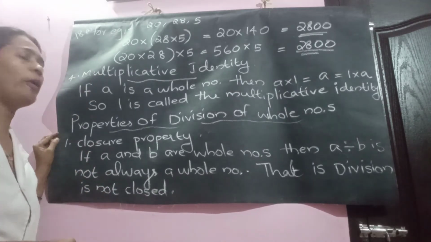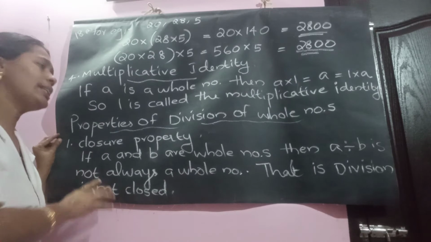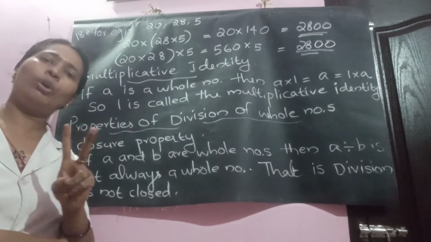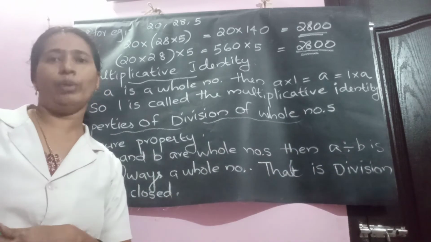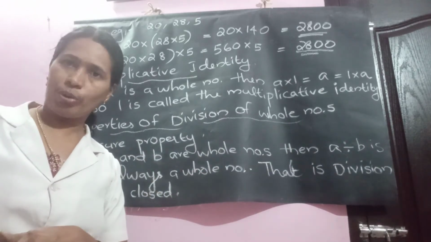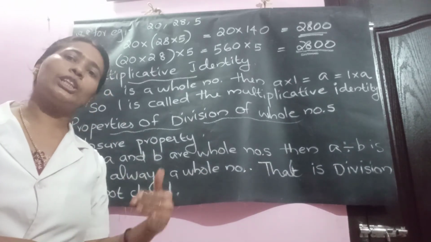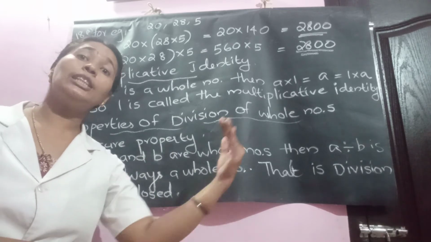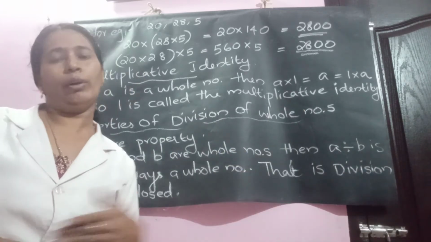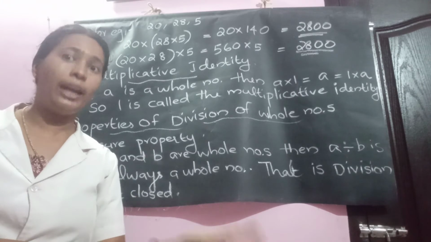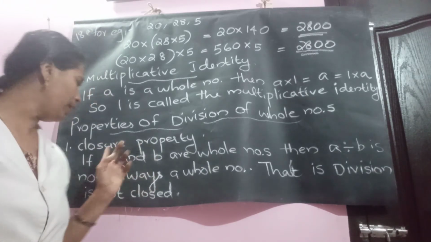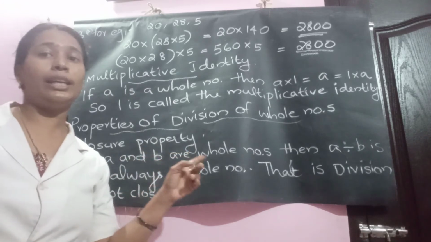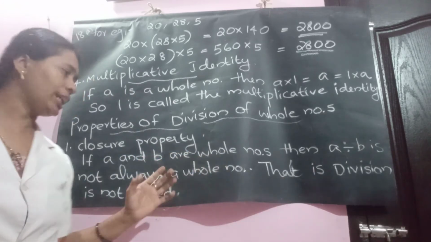When you consider the closure property, you can see that the division of 2 whole numbers is not always a whole number. In the subtraction case also we studied this, isn't it? Subtraction of two whole numbers is not always a whole number. Sometimes it's a whole number, but it must be true for all whole numbers. Then only we can say that the property is true. But here it is not possible.